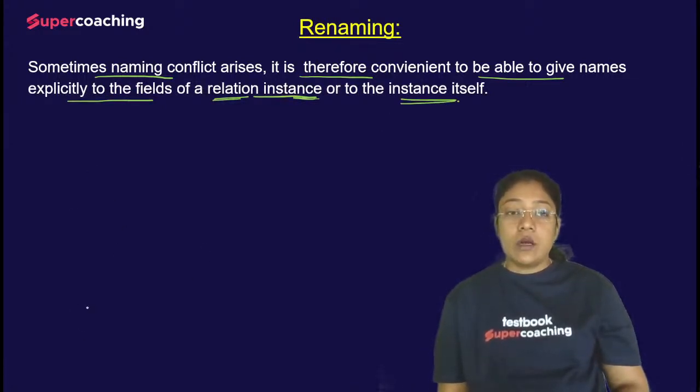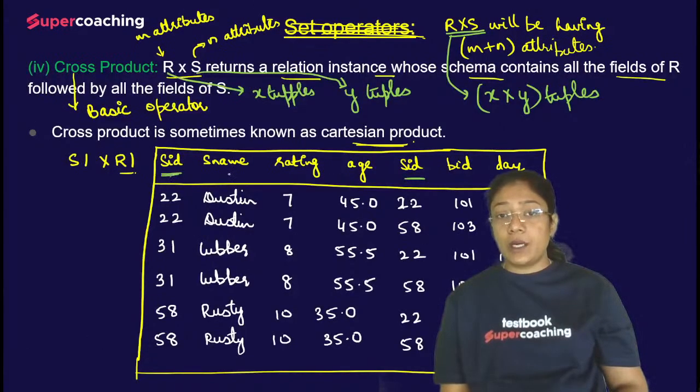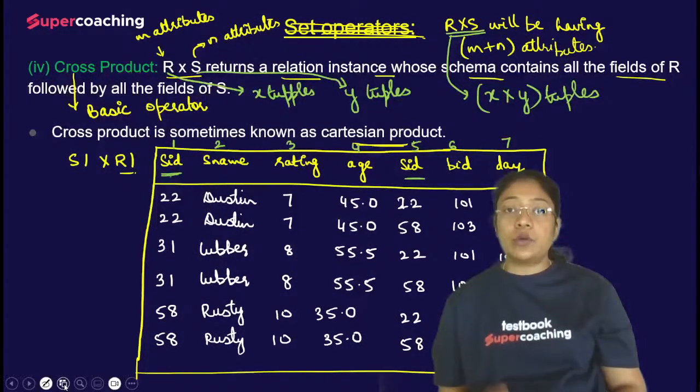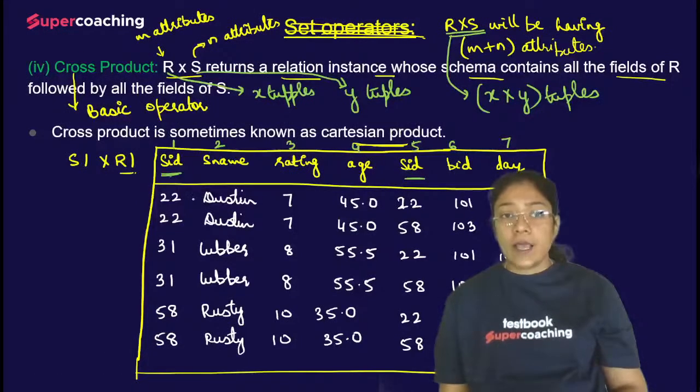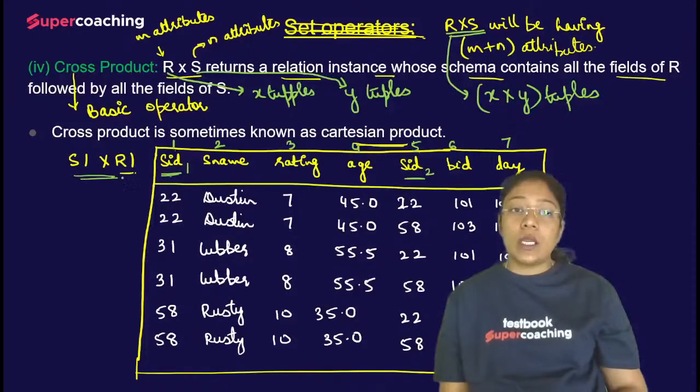For example, here we want to provide separate names for these columns. This is column number 1, this is 2, this is 3, 4, 5, 6 and 7. So you can refer with the position of the attribute that you want to rename. For example, I want to rename the first column as SID1 and the fifth column as SID2. This is what I want to do, in which relation? In S1 into S2.